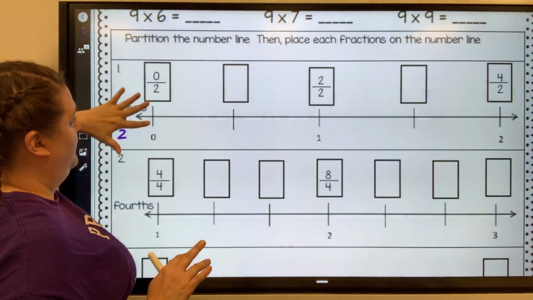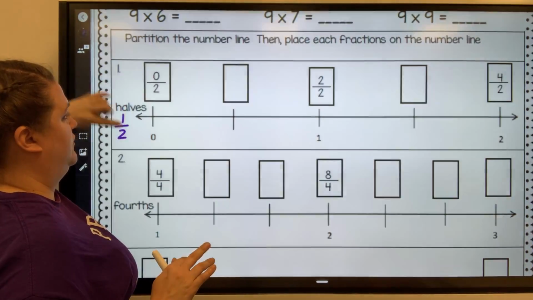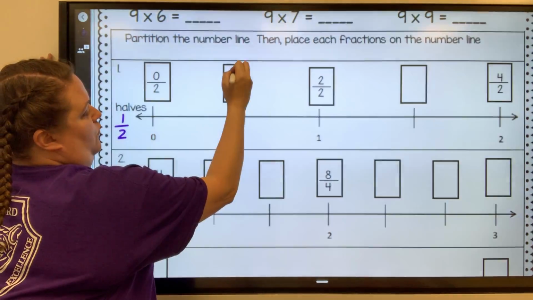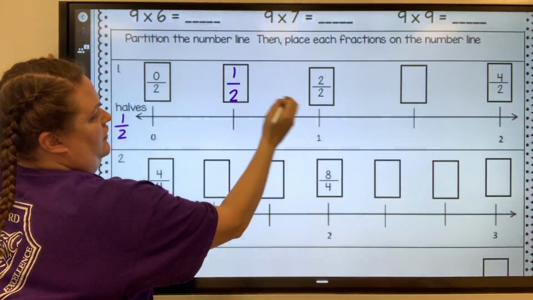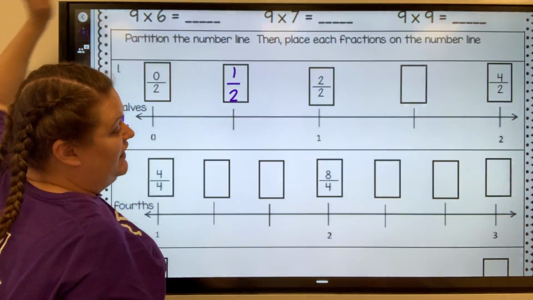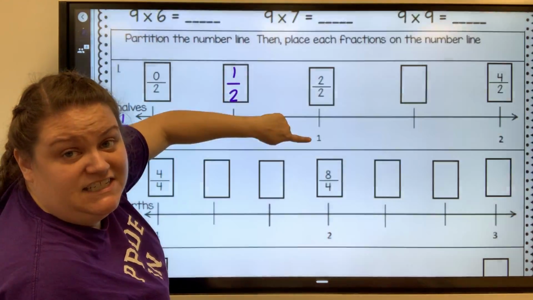So they gave me the first one. So 0 would be 0 over 2. So my next one would be 1 over 2. The next one would be 2 over 2. And I don't really have to do anything with this one because they did it for me.